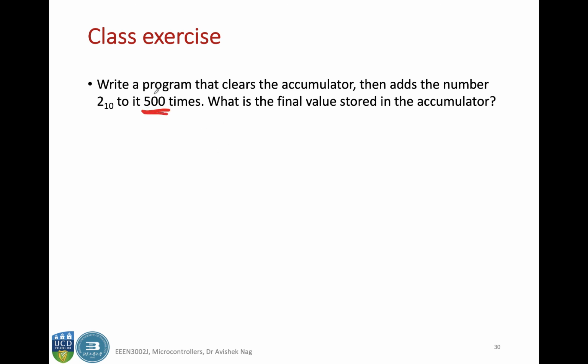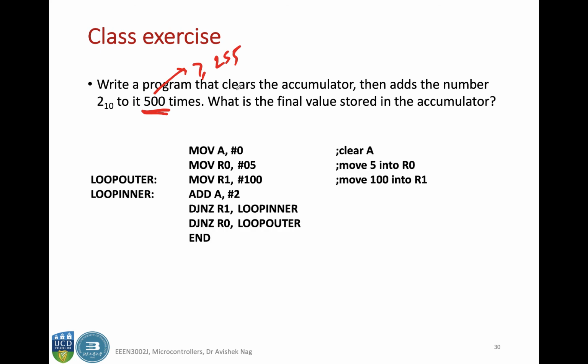So this is more than 255. Okay, so we have to use a nested loop here. So what is the final value stored in the accumulator? All right, so we can write the code like this.